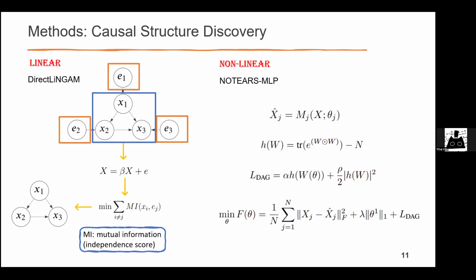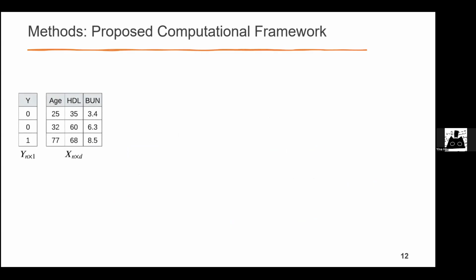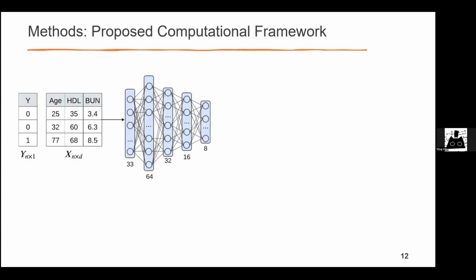Even though these two models are the most commonly used by researchers, they are regression models which do not support discrete or binary variables. To address this limitation of DirectLiNGAM and NOTEARS-MLP, we propose our computational framework. We have our continuous medical features and the binary class label of heart failure. We pass the data into an MLP model. The raw output is passed through a sigmoid activation function. This transforms the output into a value between 0 and 1, which is the likelihood score.